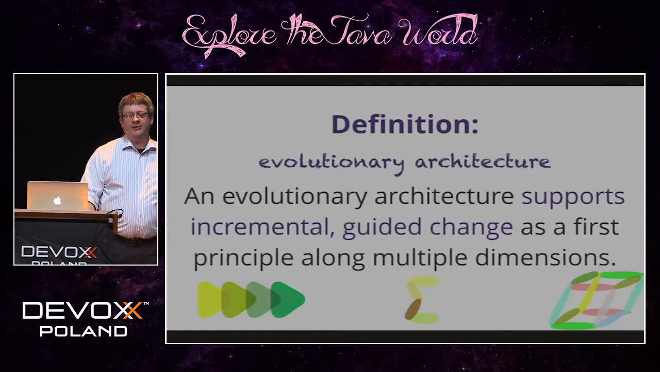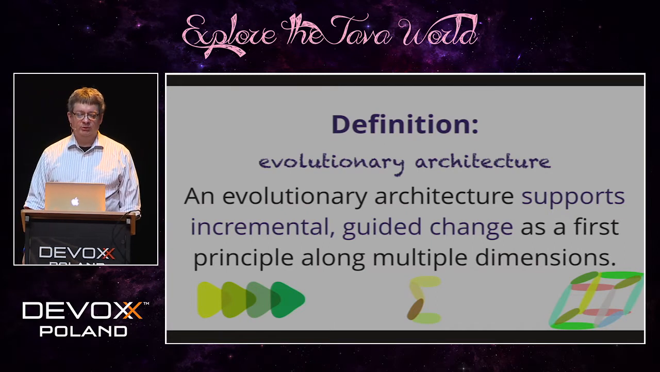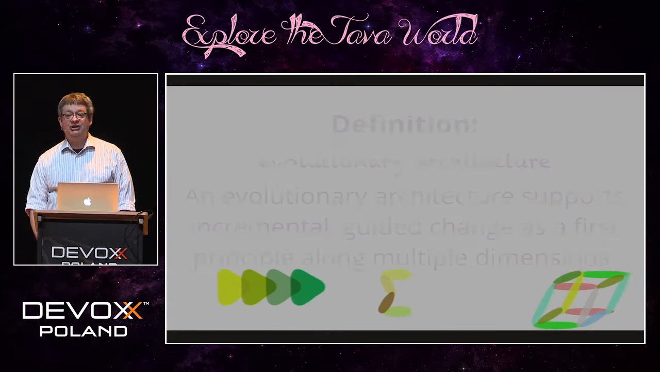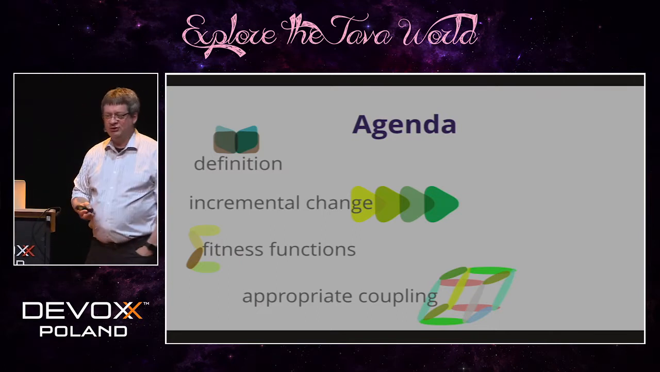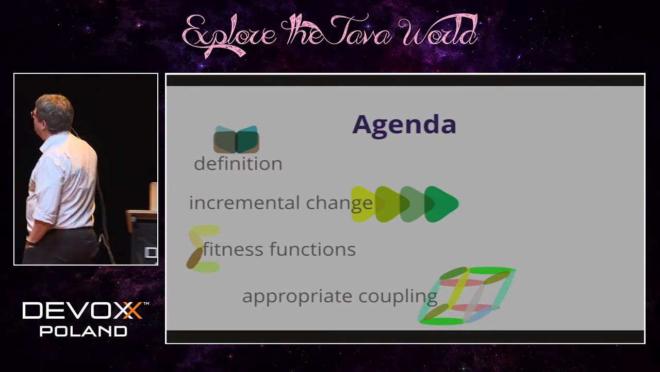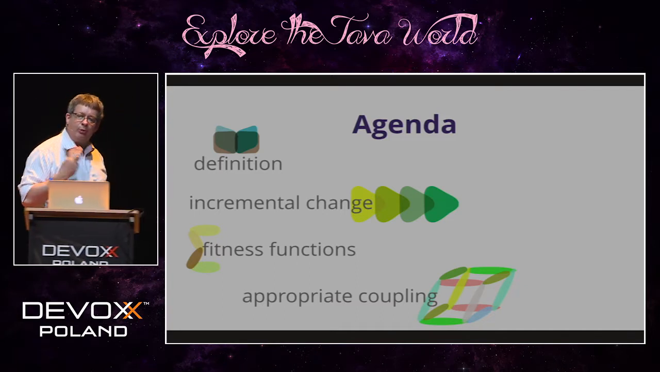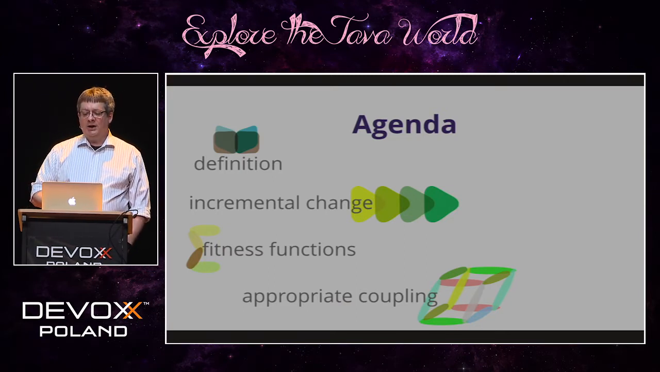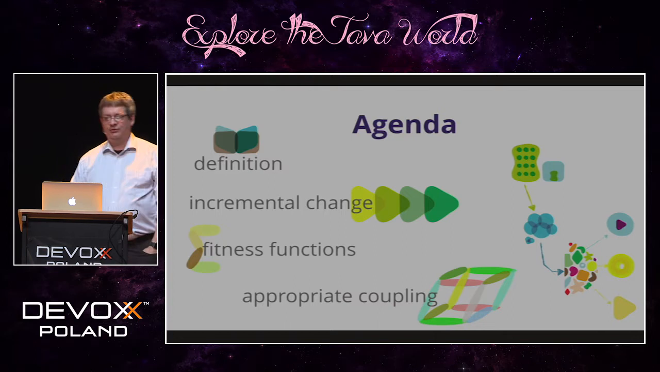So that's our working definition of an evolutionary architecture. It's one that supports incremental guided change as a first principle along multiple dimensions. And that now brings us to the agenda for this talk. The first part of which is the definition of evolutionary architecture, which I've just given you. Now I'm going to talk about examples and principles and characteristics of each of these three things: incremental change, fitness functions, and appropriate levels of coupling, both at the technical level and the team level. And then talk about what kind of superpower this kind of evolutionary architecture provides for you by way of hypothesis-driven development in just a bit.